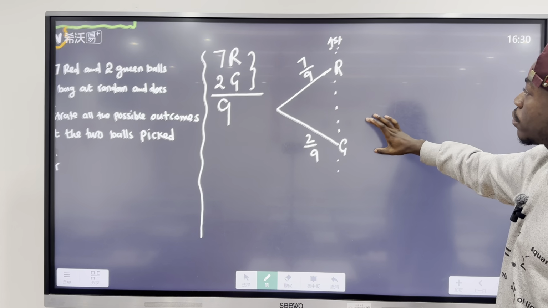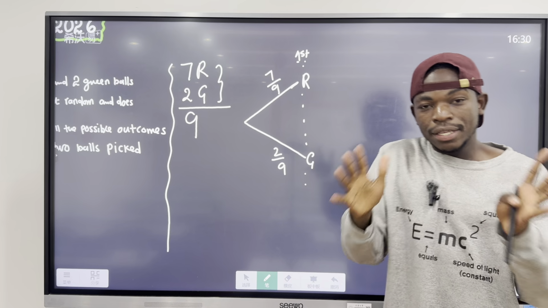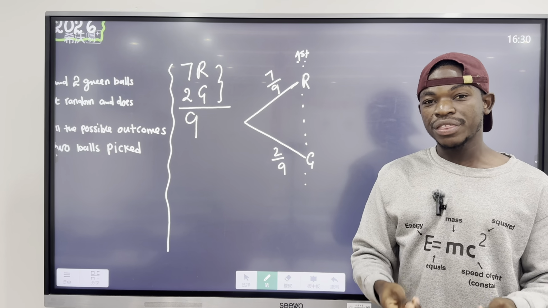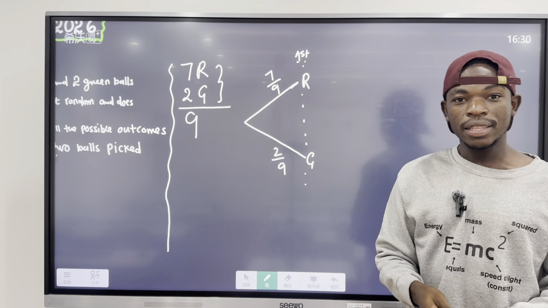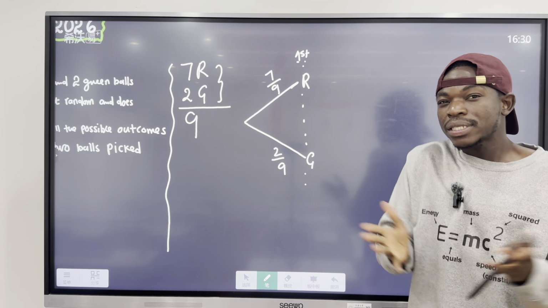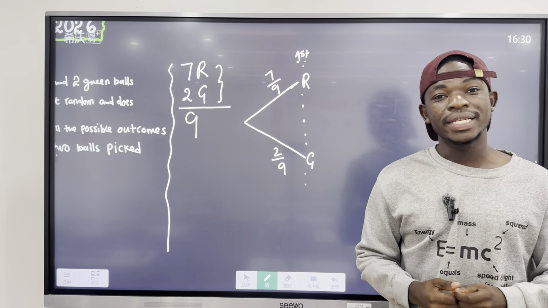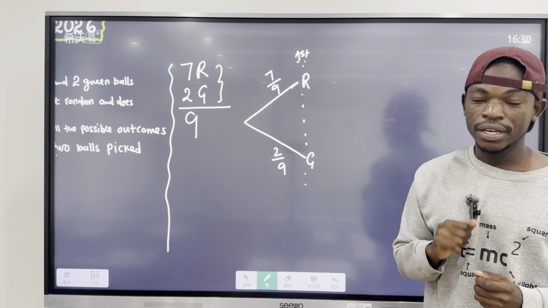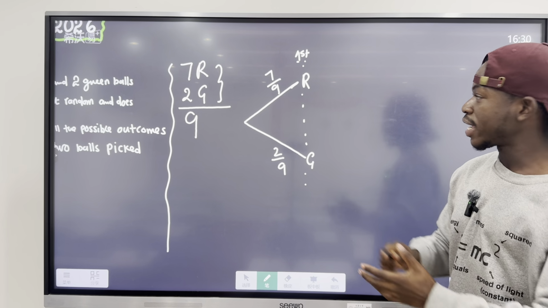Let me show you. So second selection now. Let's assume what they picked was red. If what they picked at first was red, what do you think they can pick secondly? Either they will still pick red or they can pick green, because it's a game of chance. If you pick red at first, you're not so sure that you're going to pick red again. So either you pick red again, or you can also pick green. So after picking red, the second selection can happen in two ways.